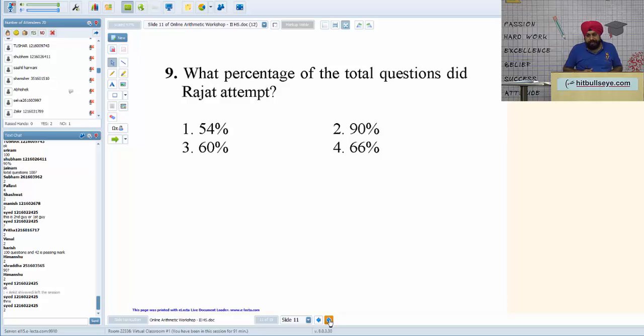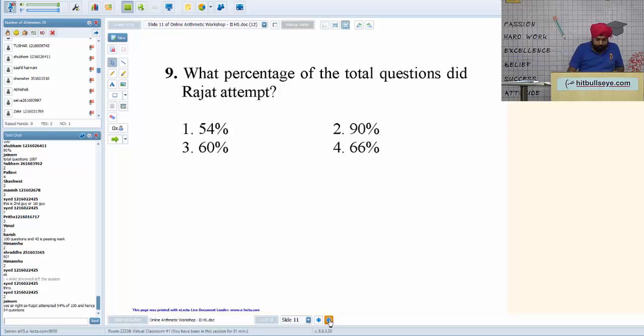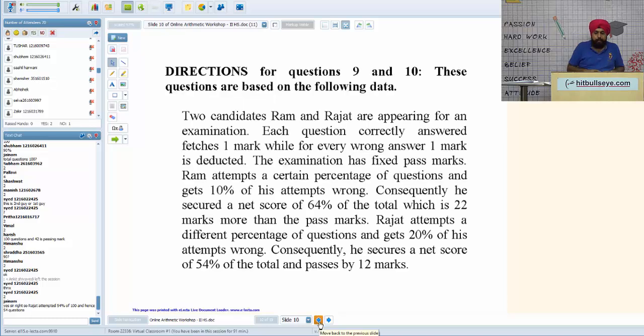Okay, students, let's discuss it here. Yeah, that's correct, Janam. Students, just read. The whole crux lies in the information itself. Just see the information on your screen right now. See, there are 2 things which you can conclude. 1. Ram attempts a certain percentage of questions and gets 10% of his questions wrong. Now students, mind it, you get 1 mark for the right question and there is 1 mark negative marking as well.